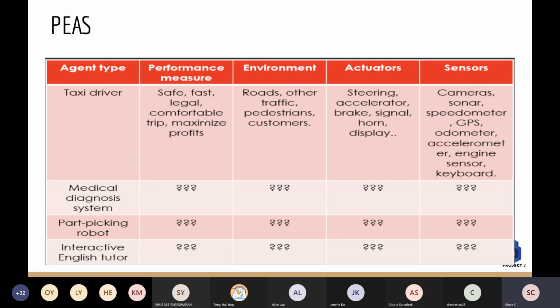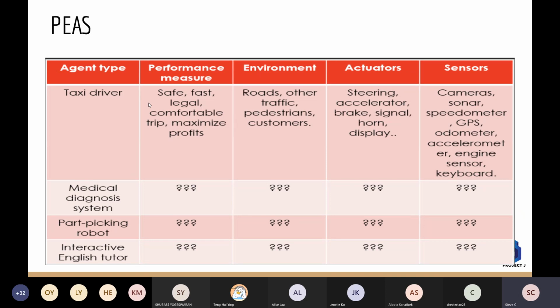So here is a table made based off the PEAS model. You have the agent type or the agent, you have the performance measure, environment, actuators, and the sensors, right? So as mentioned earlier, we have the automated taxi driver. So the first part here, the performance measure.